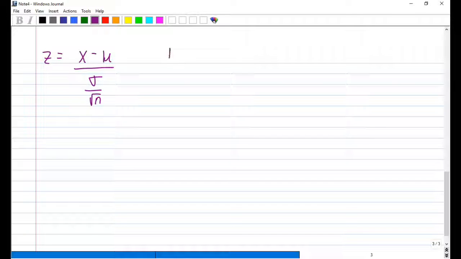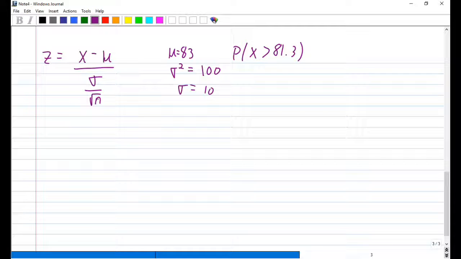All right, so we were given that the mean was equal to 83. We were given that we wanted to know the probability that x was greater than 81.3. We were also given the variance, which we don't need the variance, we need the standard deviation, but we were told the variance is 100, so that means the standard deviation is 10. Okay, so we have everything for our formula except for this n, and we were told there were 89 monitors.